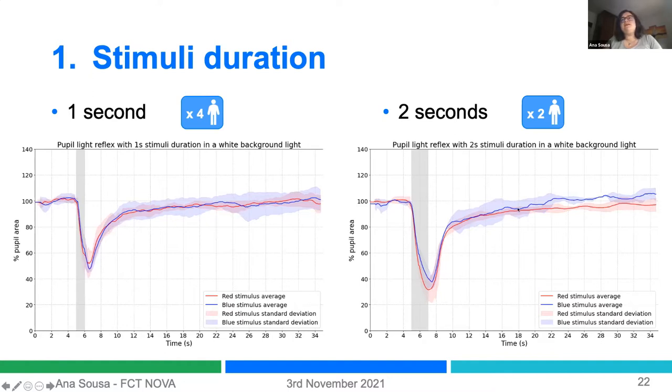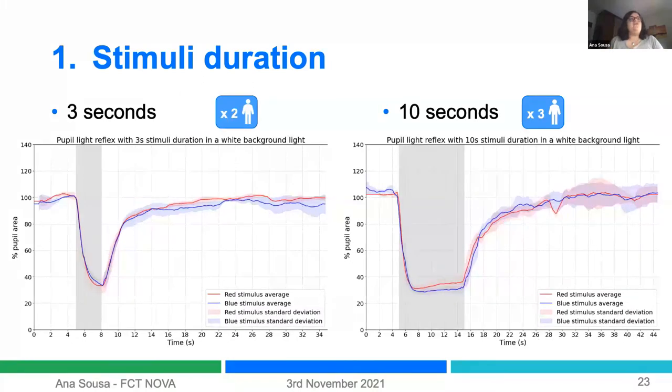So basically one can see that the curves are really similar in terms of the recovery of the pupil. So we are not seeing a difference between the red and the blue light in the pupil light reflex, particularly in the recovery, which is where we know that those cells get their contribution to the pupil light reflex. So, well, this was not what we were expecting. The same thing for the 3 seconds and the same thing for the 10 seconds.